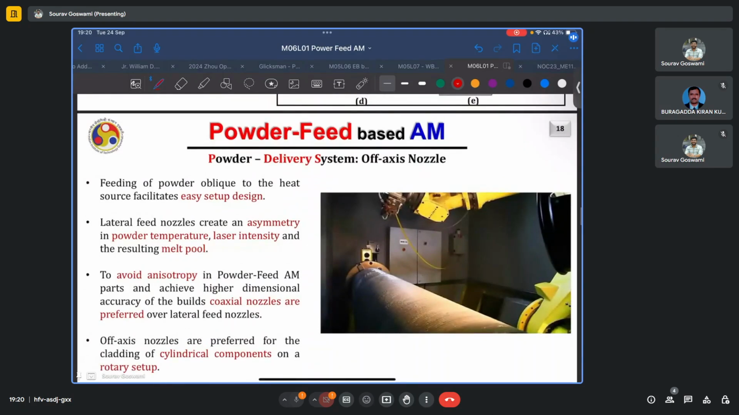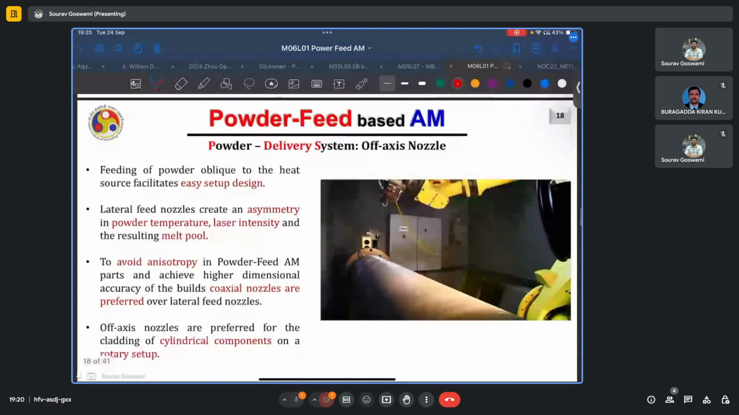The off-axis nozzle, as we discussed, finds typical use in cladding of cylindrical surfaces as it has a very easy setup and design. It may lead to an asymmetry in powder temperature, laser intensity, and melt pool. However, they are still used for cylindrical components on rotary setups because of the ease of operation.